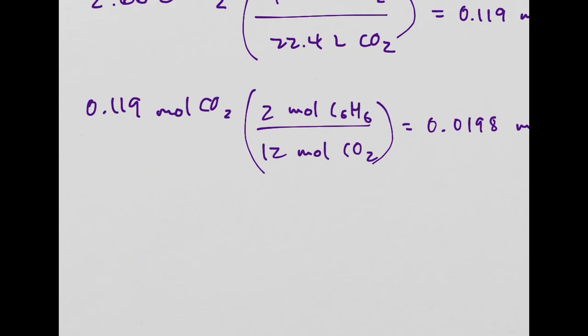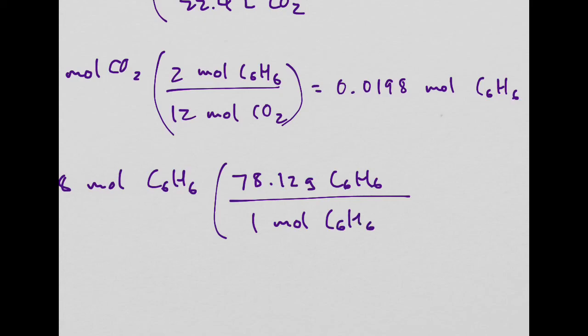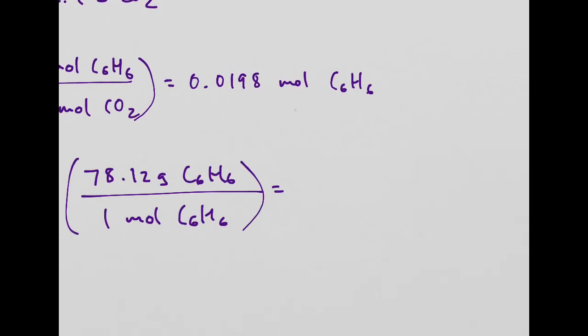So then I'm going to take my 0.0198 moles of C6H6, and I'm going to do a traditional mole conversion here. I use my periodic table to figure out that 1 mole of C6H6 is 78.12 grams of C6H6. When I put this into my calculator, I get 1.55 grams of C6H6. That is my answer, and I am done.